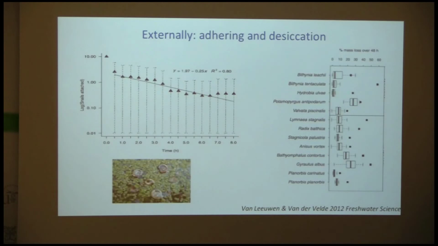And then we did a nasty experiment where we tried to basically kill the snails by desiccation. That didn't really work because they could just survive, because they have adaptations for living in ponds that dry annually anyway, for instance. So desiccation is really not a big problem.